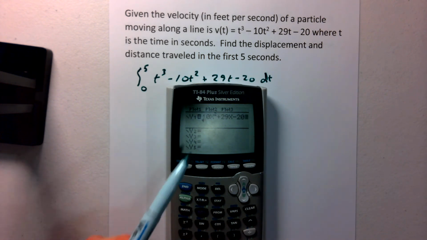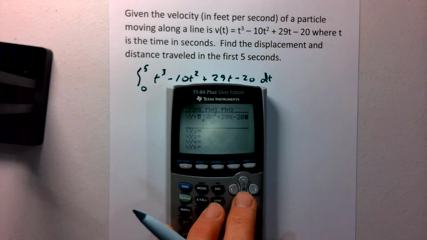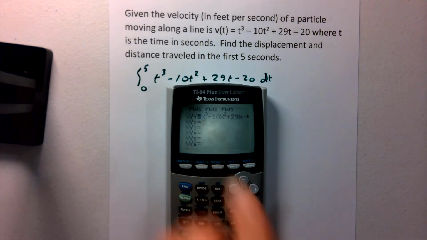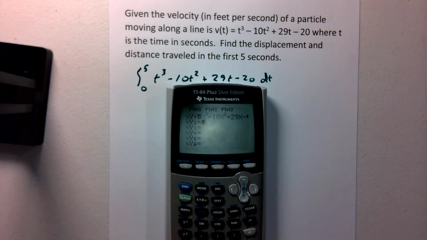And I put it into my y1. We haven't talked about this yet, but it's very useful for us to have it in y1. Why is that?